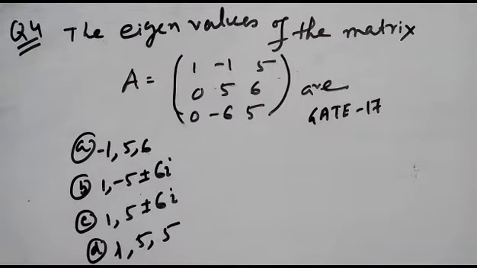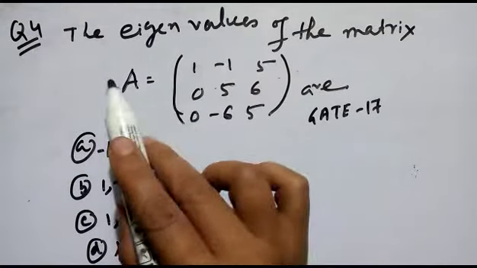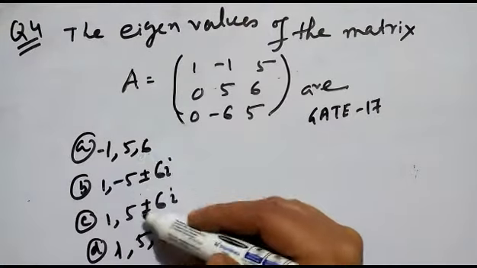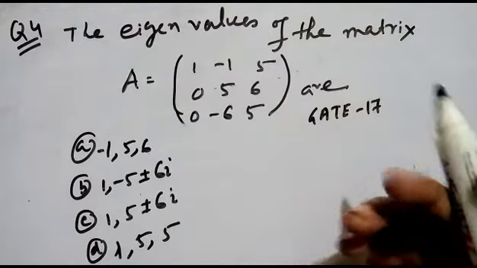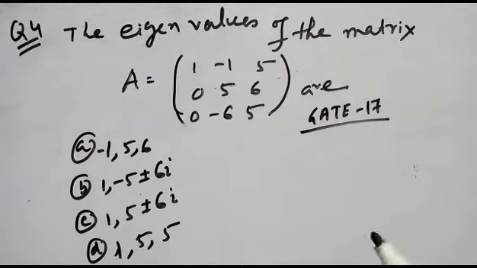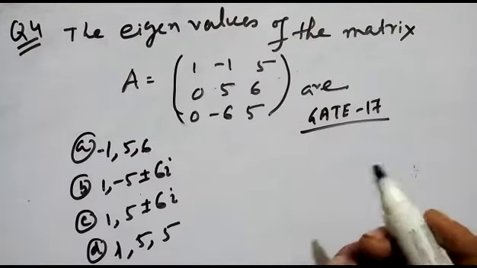The given math is: the eigenvalues of the given matrix are option A, B, C, D. The four options are here. This math is from GATE Production Engineering. Clear? So how do we find the eigenvalue?